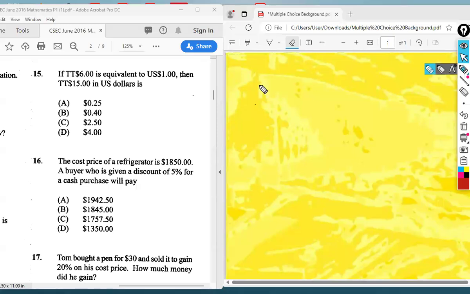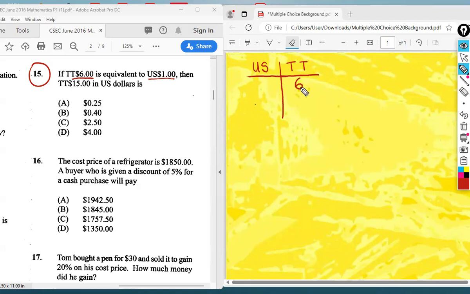Number 15, I like to use the cross, for those who looked at all my money videos and from the Monday class, right? Anything with currency, I run to the cross. Now, it's two values we're dealing with here, US currency and TT currency. They said 6 TT is equal to 1 US. So 6 TT dollars is worth 1 US. So that goes in the first row.